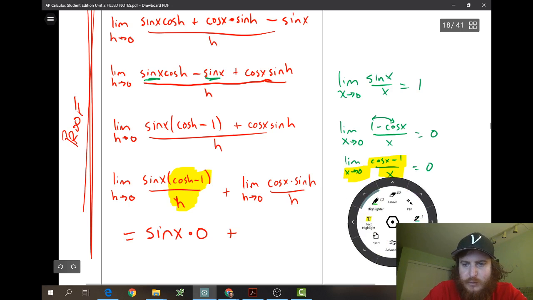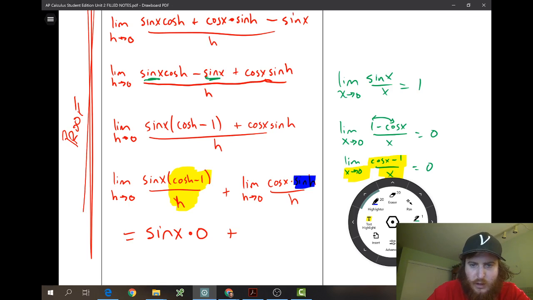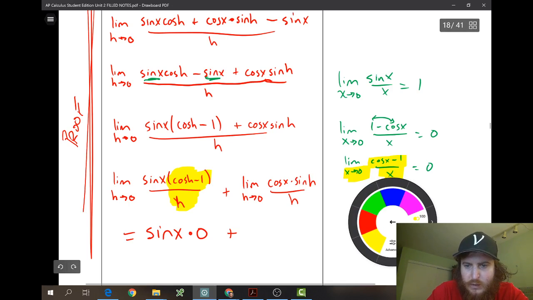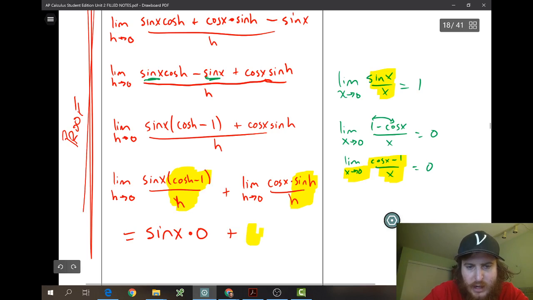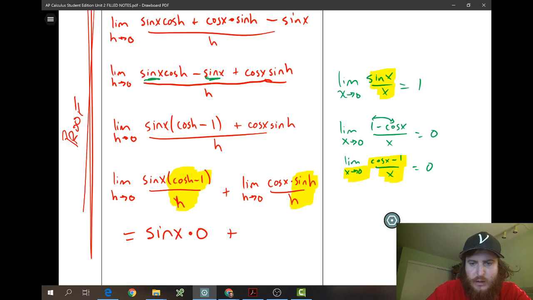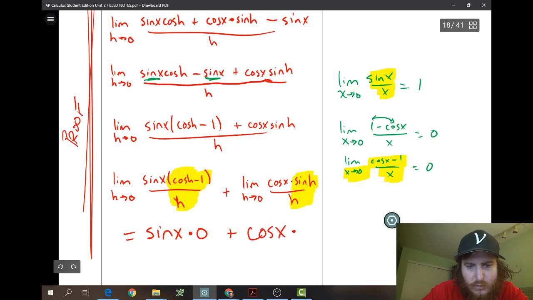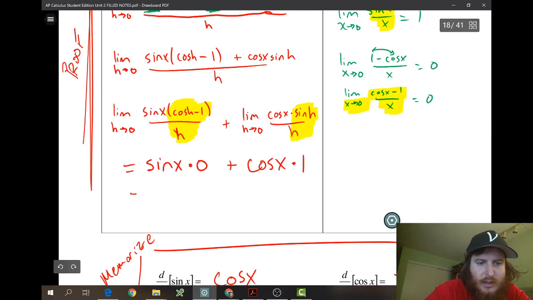And then plus, same thing here. We have cosine, let's see if blue works for highlighting. It's a little dark, so just stick with the yellow. We have the sine h over h, that's sine x over x, that's 1. So this becomes cosine of x times 1. Now this is 0 plus the cosine of x, which is just equal to the cosine of x.